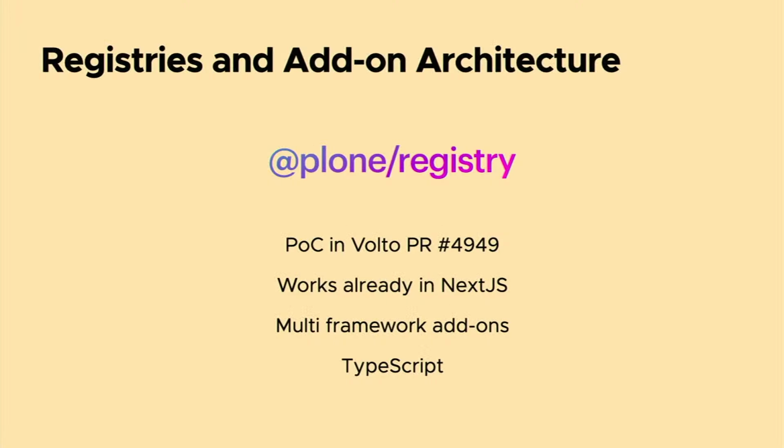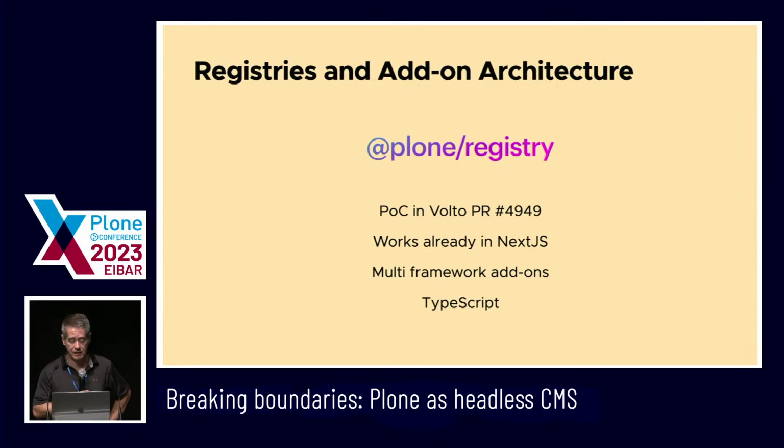So following are the registries and the add-ons architecture. And this one I found also very interesting because it's a feature that is the core of Volto, I will say, in the extensibility story. We could extract it, and in fact it's doable. There's a POC in this PR in Volto where it shows it works already in Next.js.